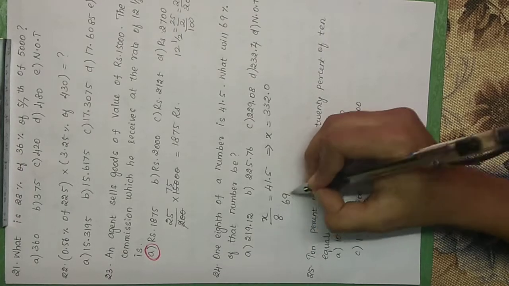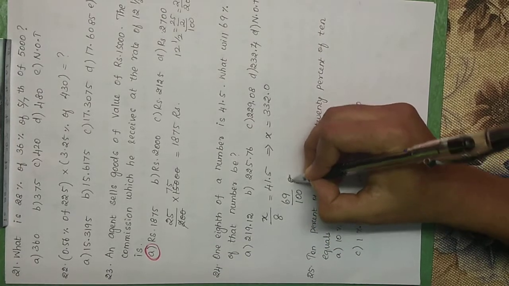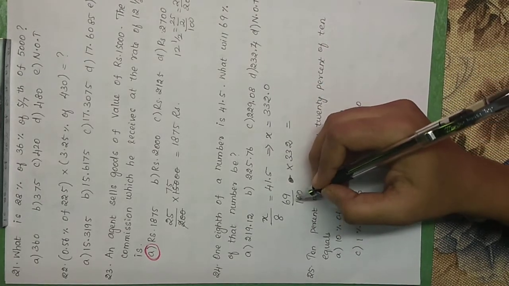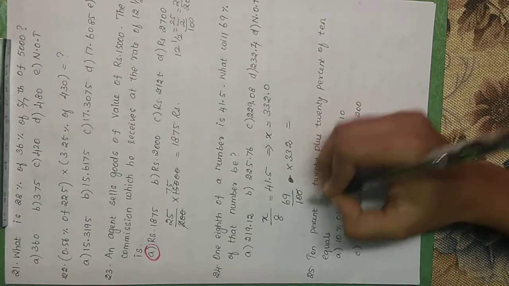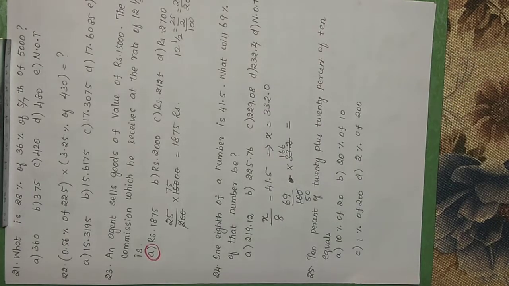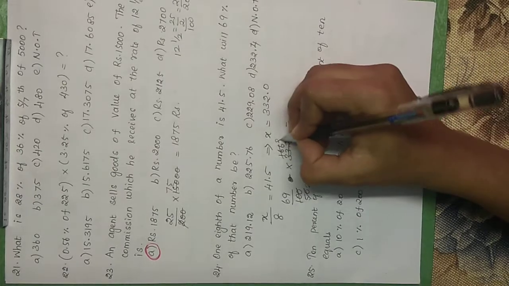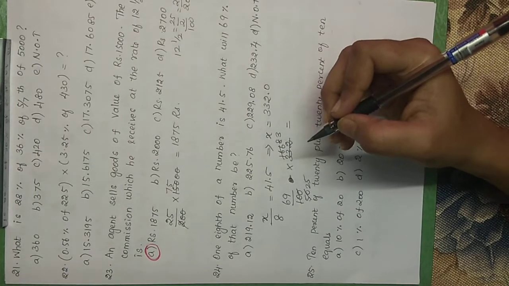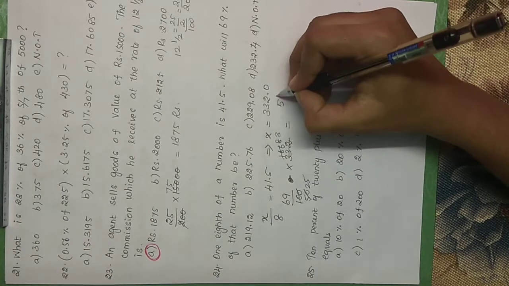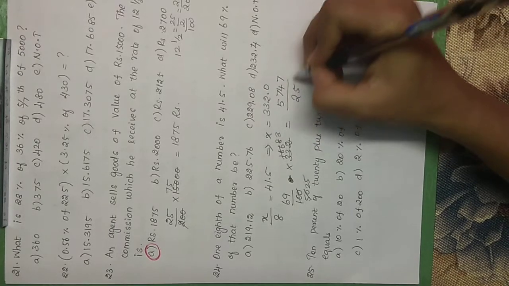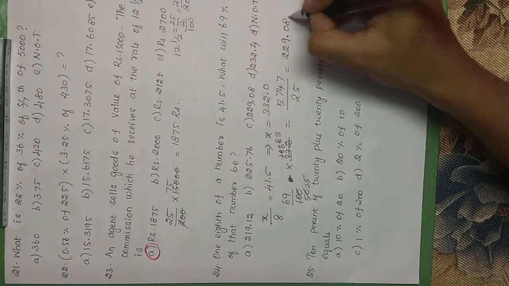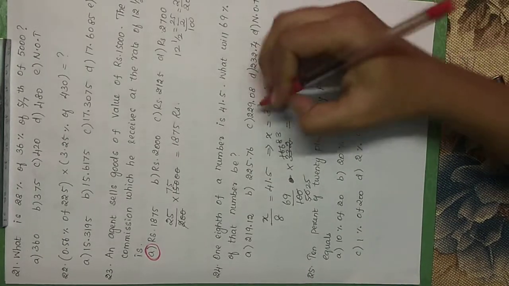So 69 divided by 100 of that number means into 332 equal to 5747 divided by 25. If we cancel this, we get the answer 229.08. So the answer, the option is C.